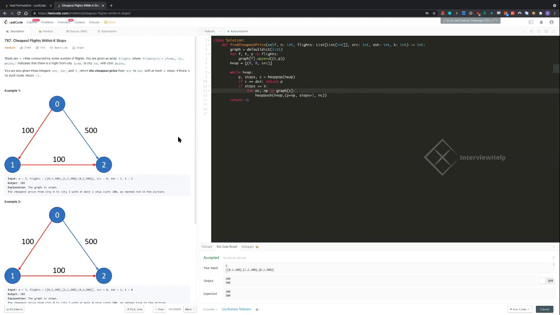Right. So what I'm saying is, just because it is possible to reach a place cheaper does not mean that's the best way. So of course I want to know what is the cheapest way to reach every node for every number of stops. That's why in the beginning I said it should be a list of dictionaries, not just a list of integers.